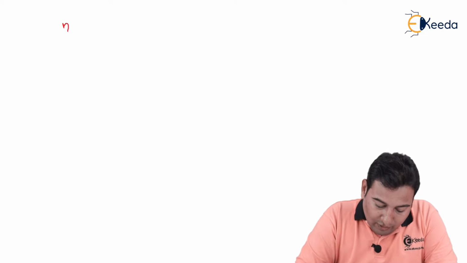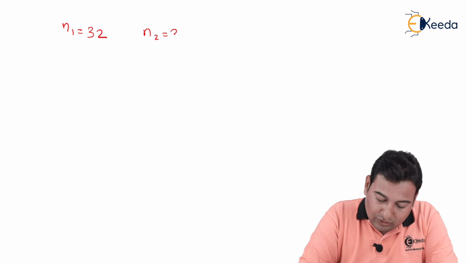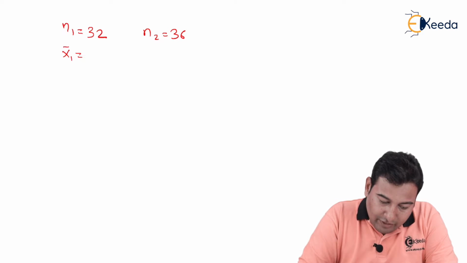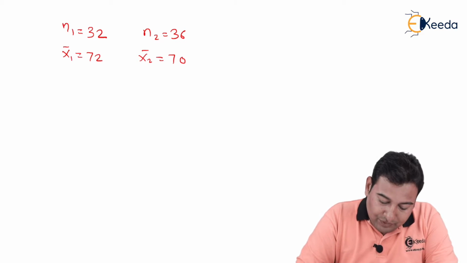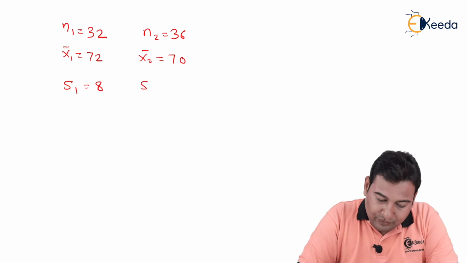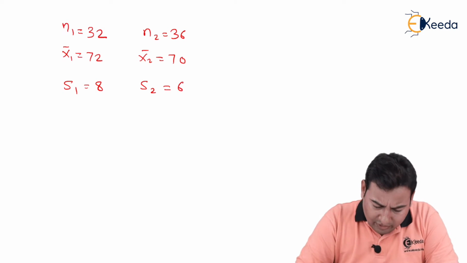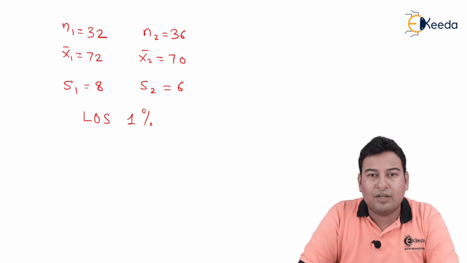So let us list down the data first. n1 equal to 32 is given in the problem. n2 is equal to 36, boys and girls, separate data. x1 bar is 72. x2 bar is 70. S1 is equal to 8. S2 is equal to 6. So this is the data given in the problem. One more thing is mentioned, LOS, that is 1%.